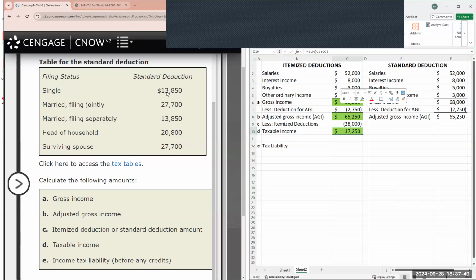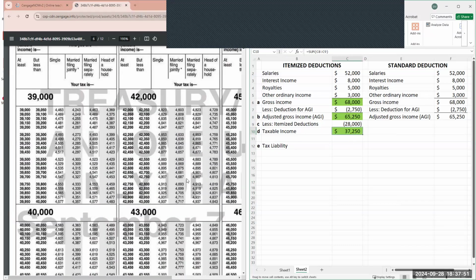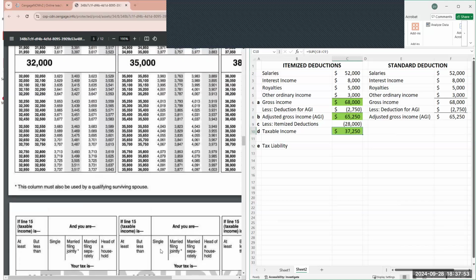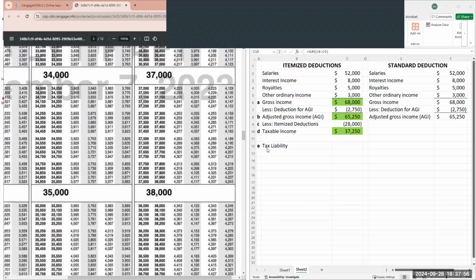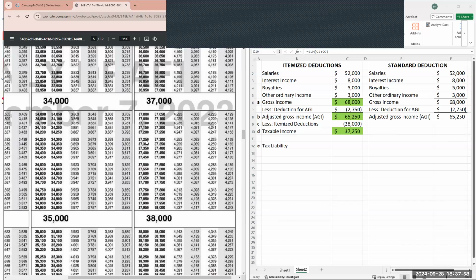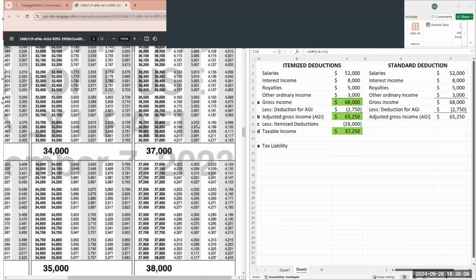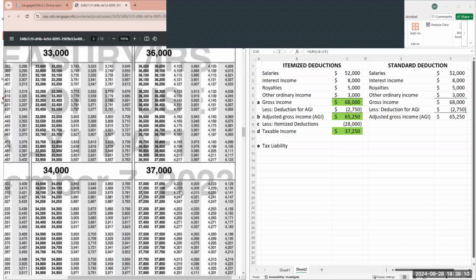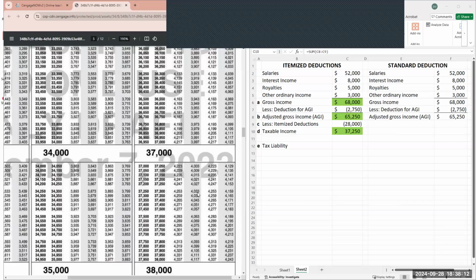So now for us to determine our tax liability, the taxable income is 37,250. It's similar to what we did for the previous problem. So we fall here, at least 37,250 but not more than 37,300. Therefore, as a married filing joint couple, this would be our bracket. We basically connect the dots. So our tax liability would be 4,033.